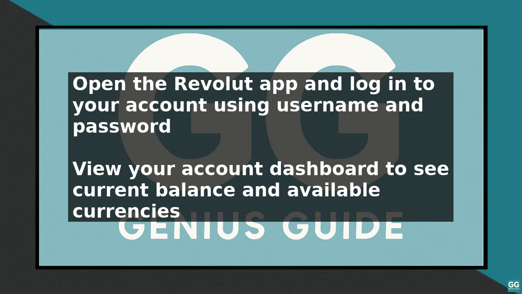Next, tap on the Add Money button, which is usually located at the bottom of the screen. This will take you to the Add Money page, where you can select the currency you want to add.